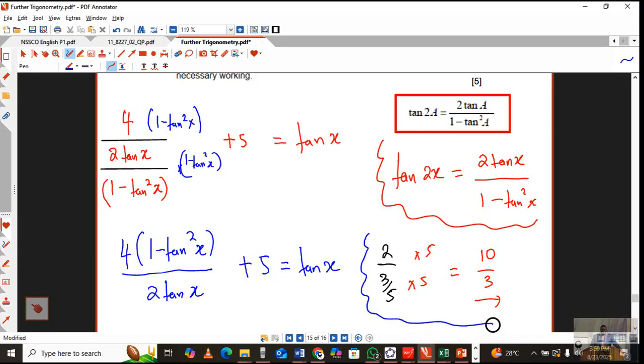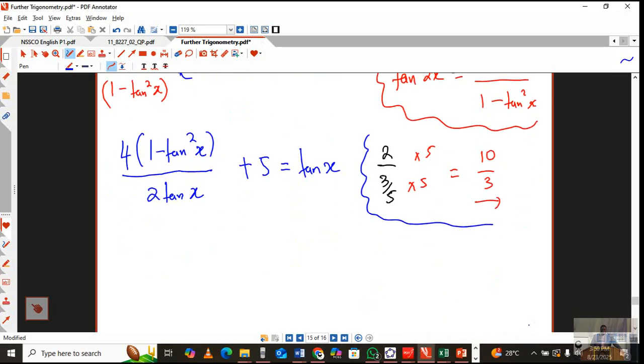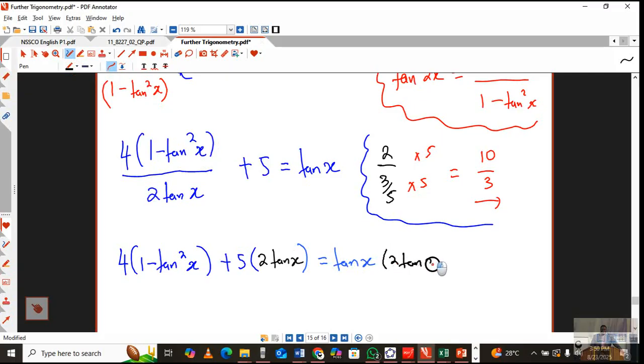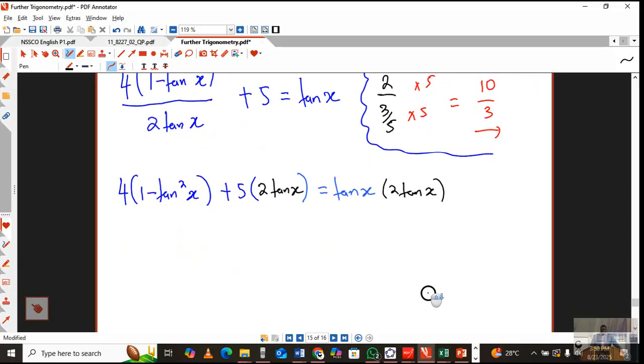Now I can actually work, and remember, you need to get rid of that denominator. So I'm going to multiply throughout by 2 tan x. So if this is 1, it is going to remain. If you multiply by 2 tan x, the 5, you have to multiply 5 by the 2 tan x. And then what you also do is you're going to multiply this other tan x on that side. You're also going to multiply it by 2 tan x. All right, let's distribute and so on.